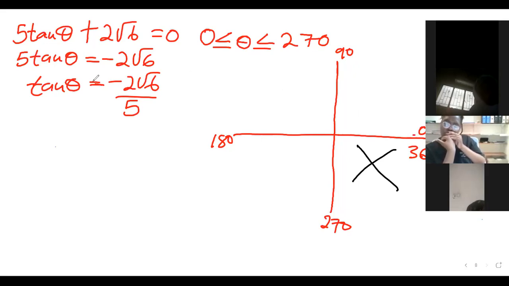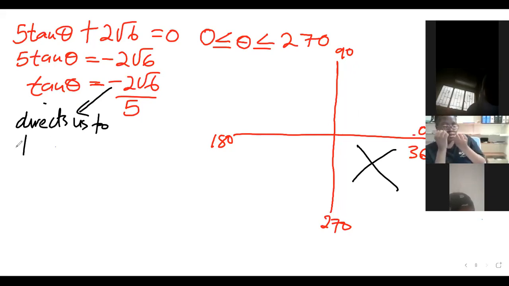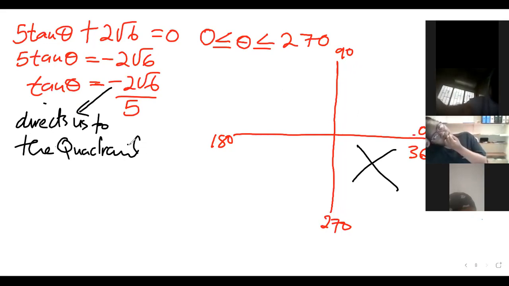Then let me look for, check this out here. Tan theta is negative. Remember, the sign here is the one that directs us to the quadrant. That's the purpose. The sign directs us to the quadrant.